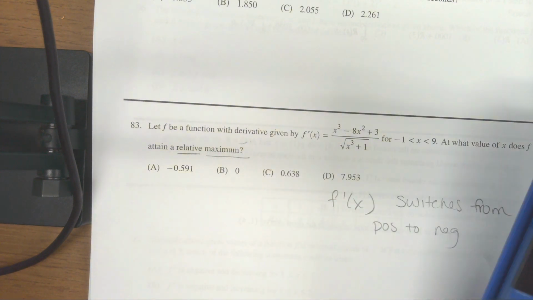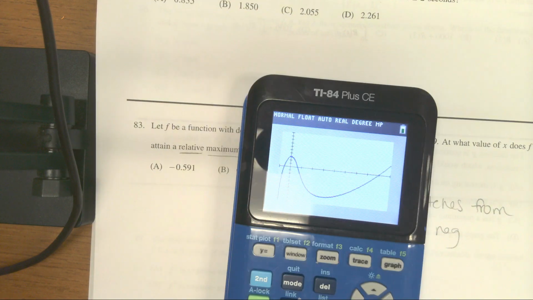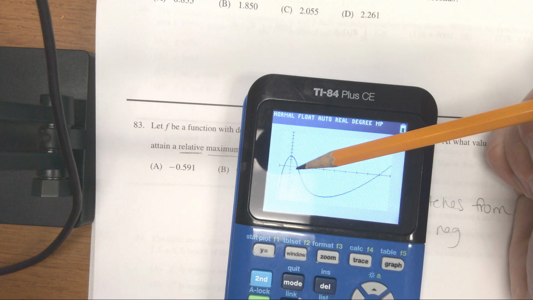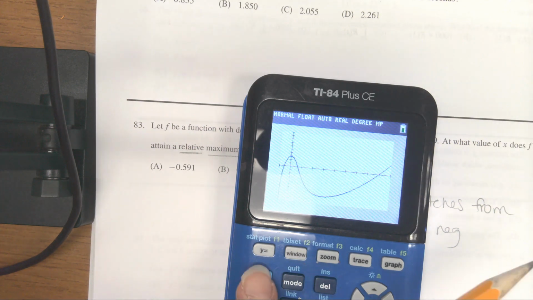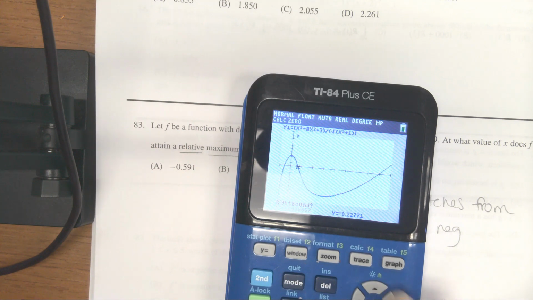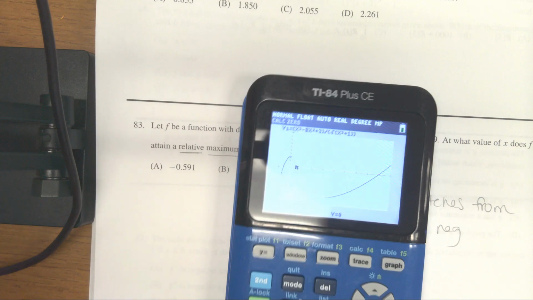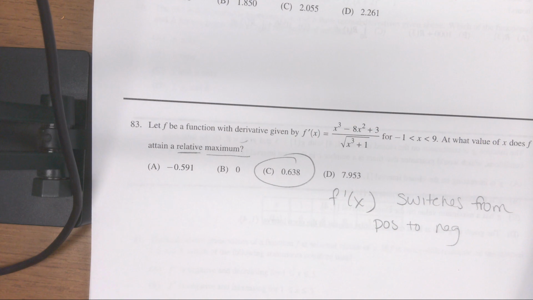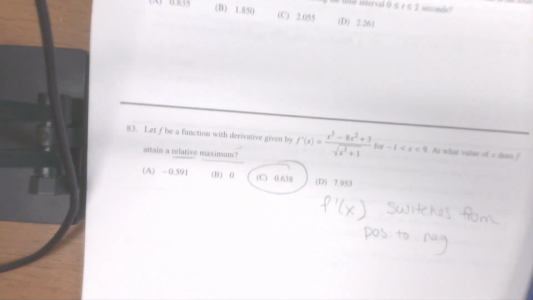So, at what value of x does this switch from positive to negative? Right there, right? That's 0. We all know how to use the calc to do this. Or you can do intersect with graphing 0 and make it intersect. So it should be 0.638, letter C. What else we got, guys?